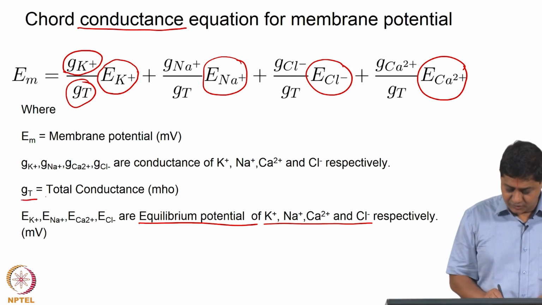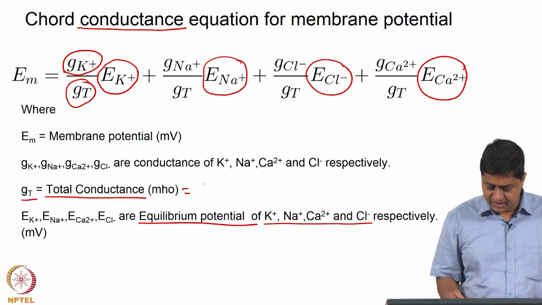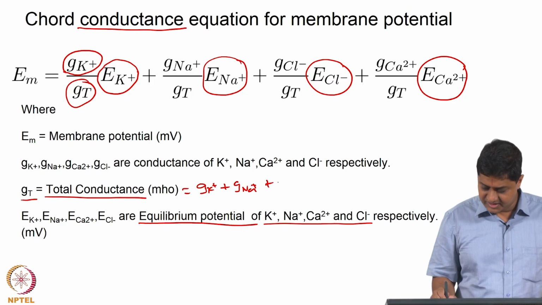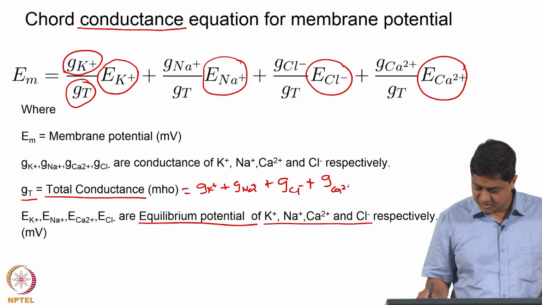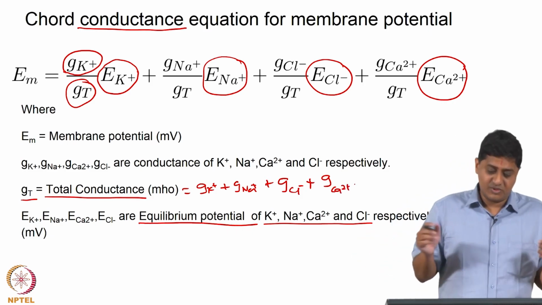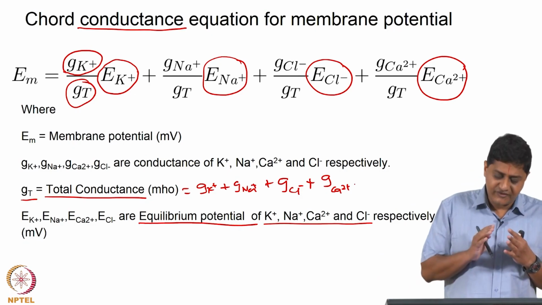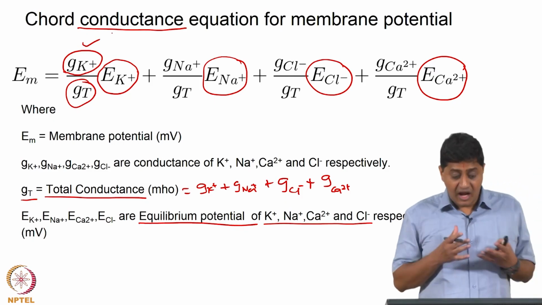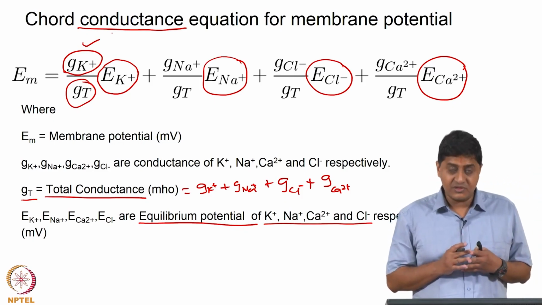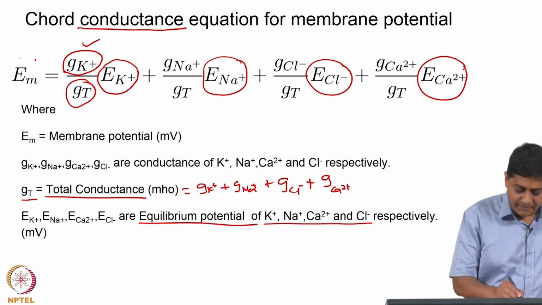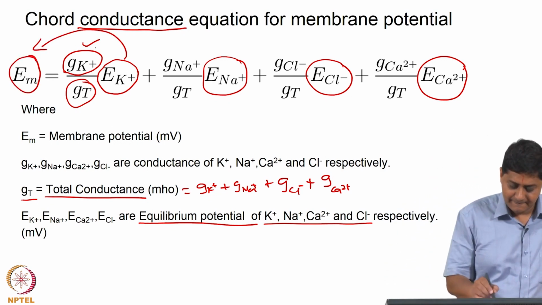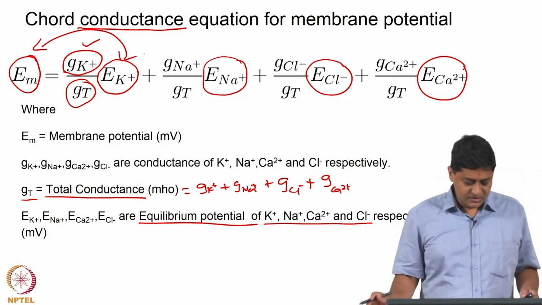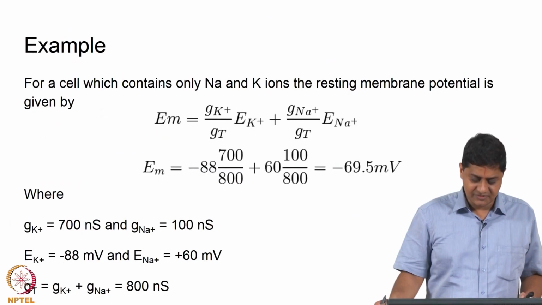Note G_T is the total conductance. What is it? That is basically the sum of G_K plus G_Na plus G_Cl plus G_Ca2+. So there is a total conductance that the biological membrane has. Out of that, how much of the conductance comes from, say, the potassium alone? If a lot of the conductance comes from potassium, it would be reasonable to expect that E_M is closer to E_K, say for example. So we solve a problem similar to that to illustrate this principle.